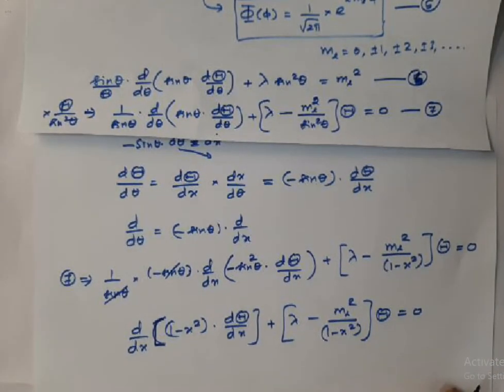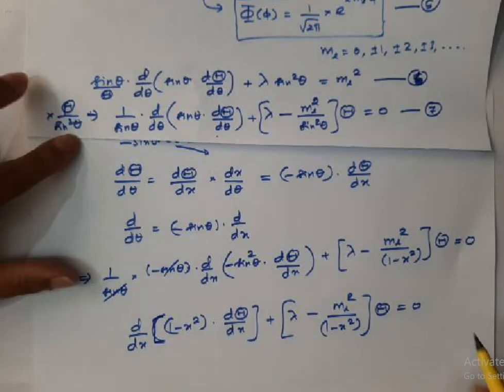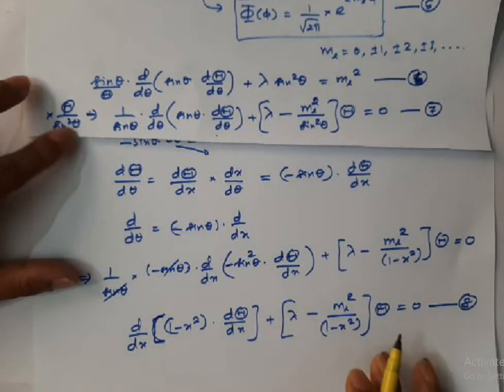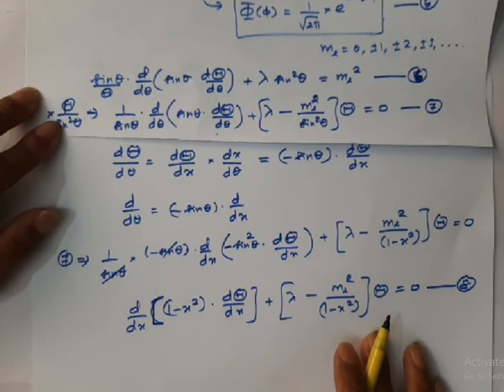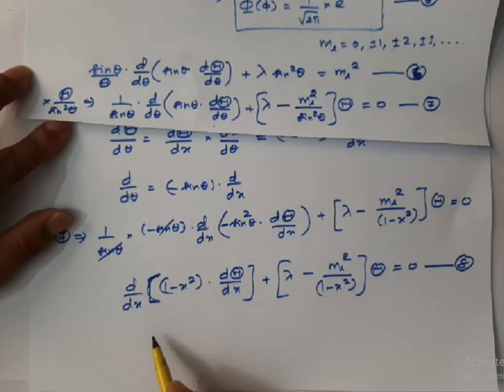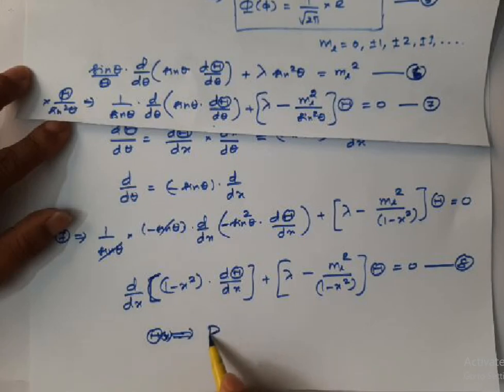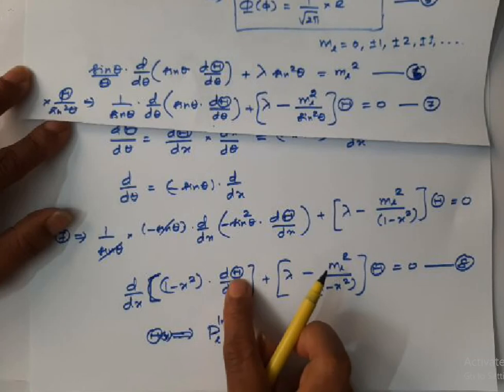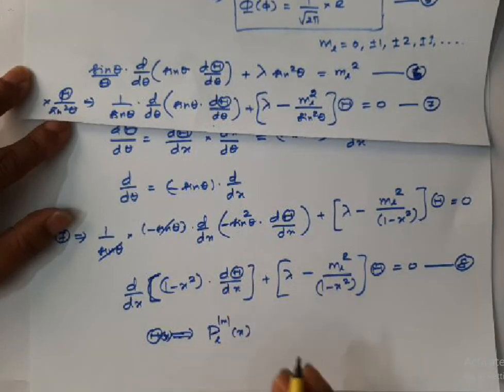So we got an equation like this, and let me take this as equation number 8. This equation is a very famous equation called the associated Legendre equation. But in the associated Legendre equation, we won't use the symbol theta, since theta is now a variable of x. We use the symbol P. So I'll replace this theta with PL of m of x. Actually, if we solve this, we'll get theta. That theta is called the associated Legendre polynomial. I'm sorry, associated Legendre function.